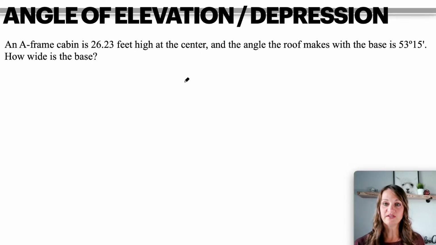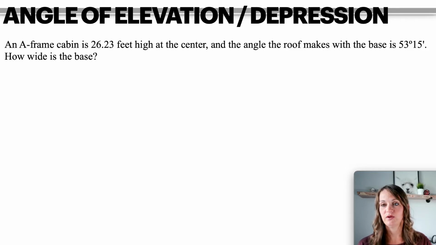Now that you know this, we are going to have to use that conversion in this word problem. An A-frame cabin is 26.23 feet high at the center, and the angle makes a 53 degree, 15-minute angle with the roof. I'm sorry, with the base. How wide is the base?